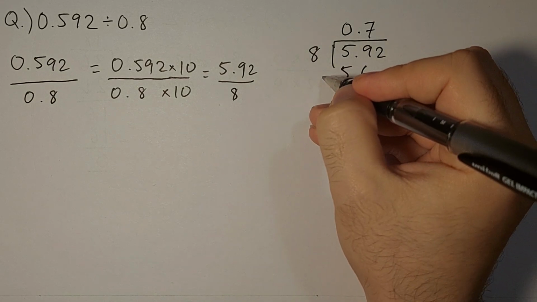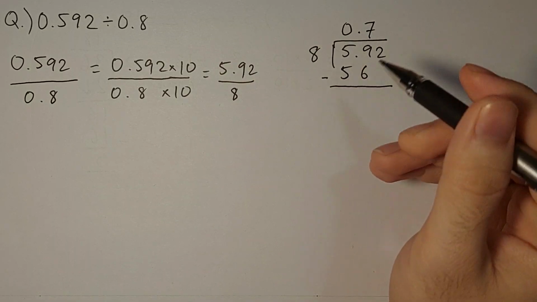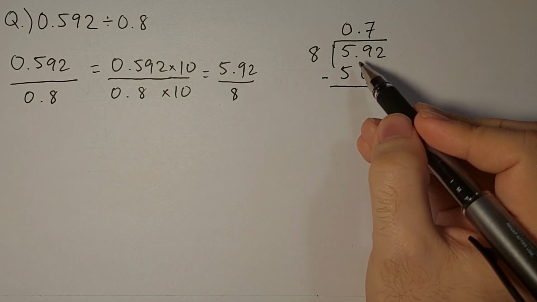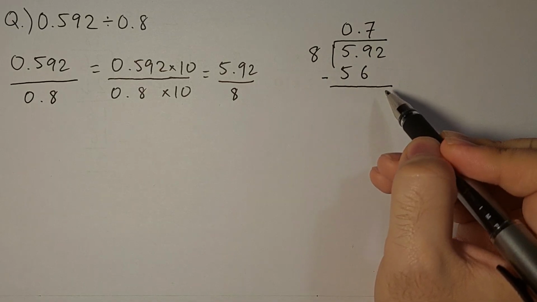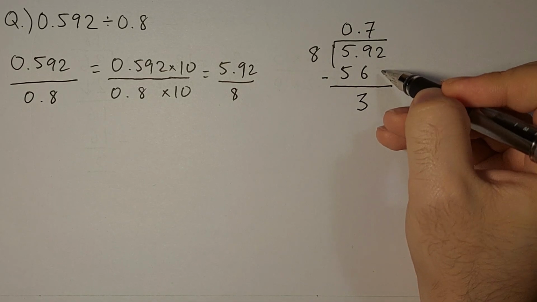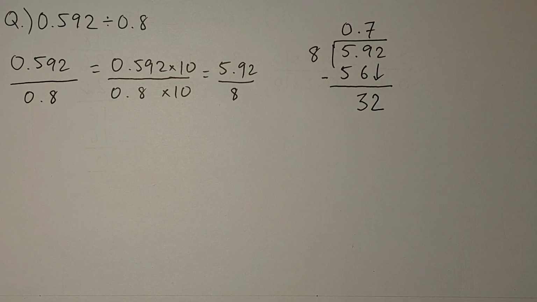Now we subtract, and we don't consider the decimal number here. We proceed as if we're doing normal subtraction with whole numbers. So 59 minus 56 is 3. Now what about this 2? We bring it down. This now becomes 32.